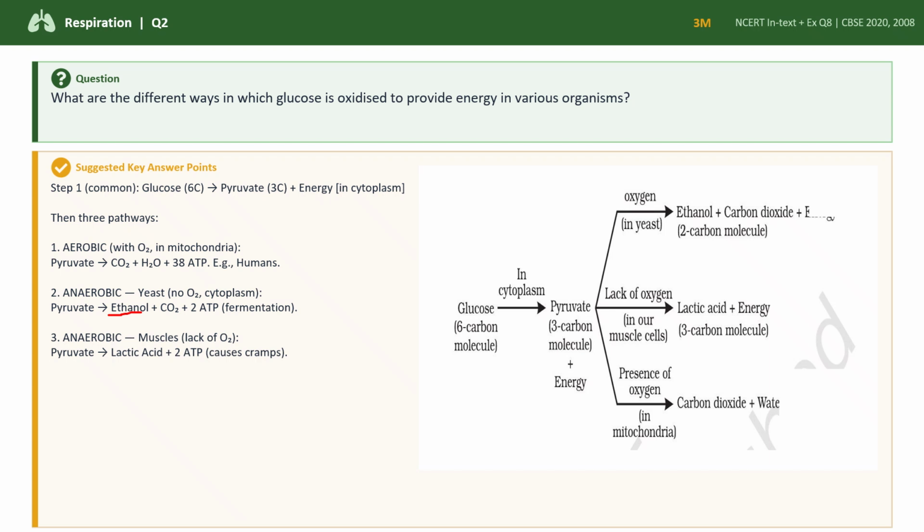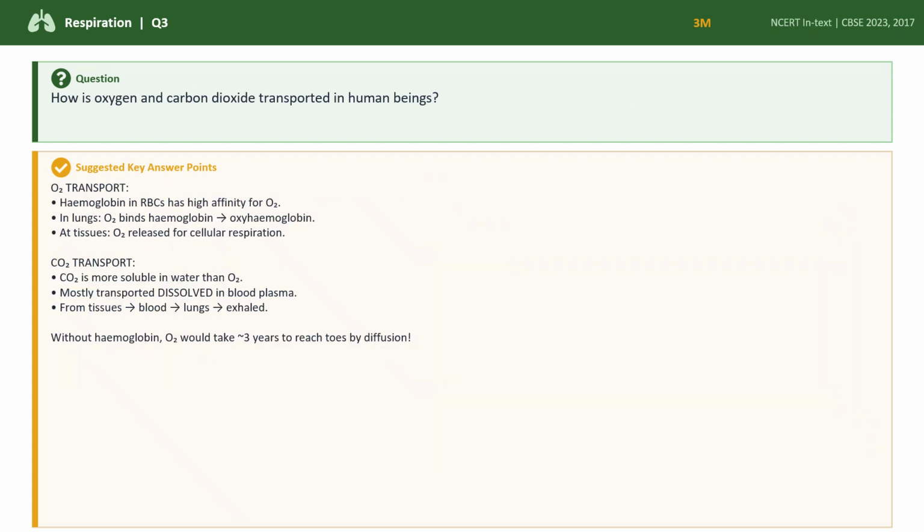And then another anaerobic respiration happens in the muscle cells. So what happens in the muscle cells? Pyruvate is converted to lactic acid and ATP molecules, nothing but energy. So how are oxygen and carbon dioxide transported in human beings? This appeared in 2023 and 2017.